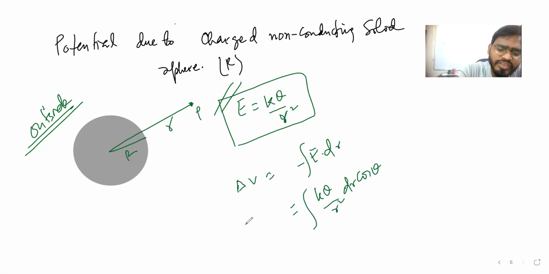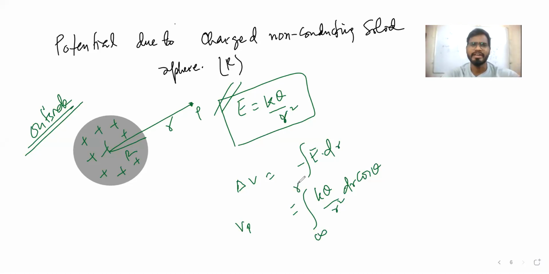Again, we want to find the potential at point P, so Vp. The limits are infinity and r. As I told you before, whenever you want to find potential and you have only one point, you can apply that trick: potential at infinity is zero. So Vp minus V infinity is zero. Kq comes out, cos 0 since E and dr are in the same direction.